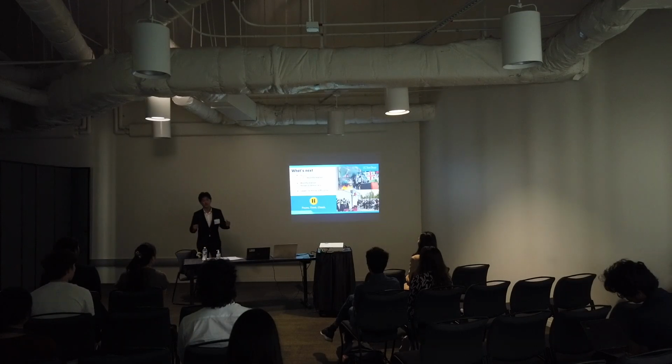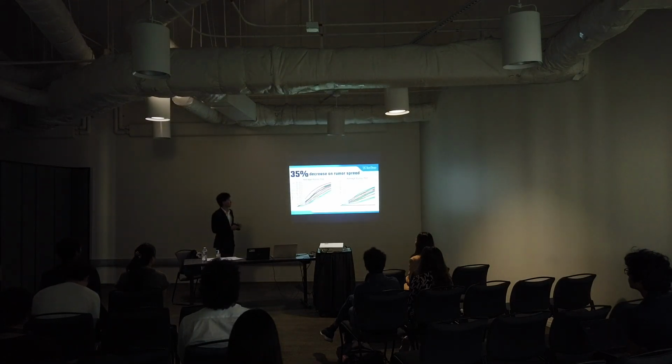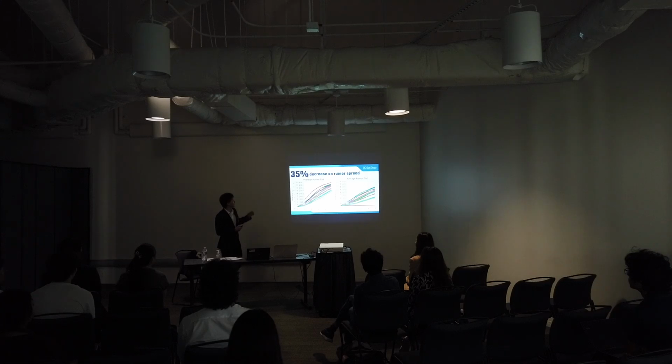So I would like to invite everyone here to pause, think, and check before we share any content online, because this is what we found. If the most significant node that we just identified did not help spread rumor within the network, we see a 35% decrease on average for rumor spread at tick 49. So set your misinformation resistance to max, and let's fight against misinformation together.